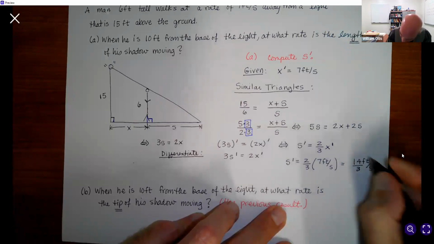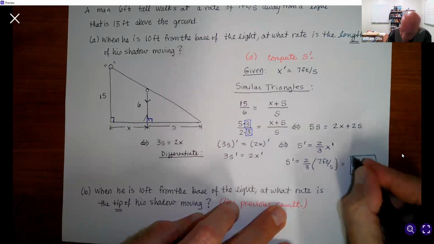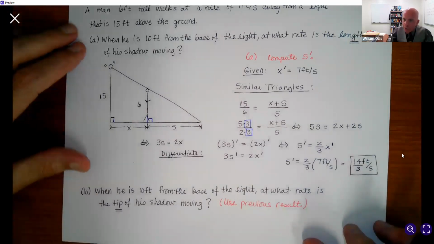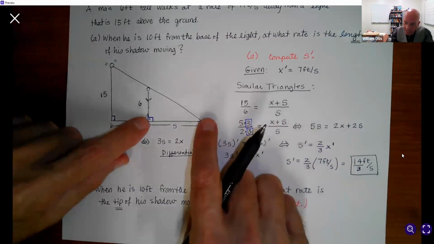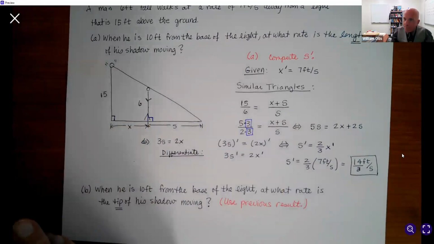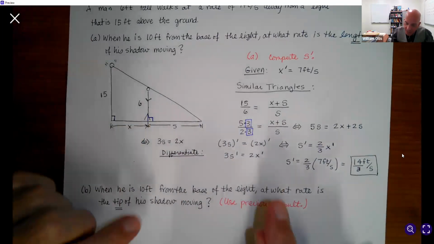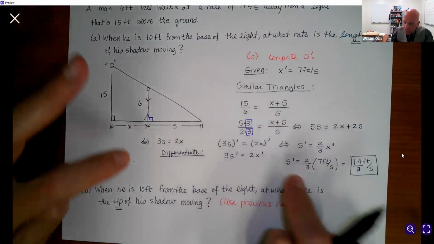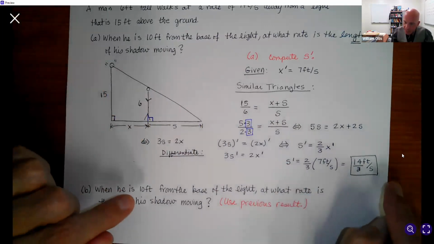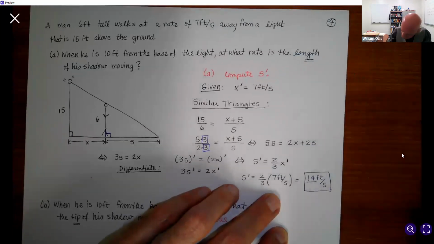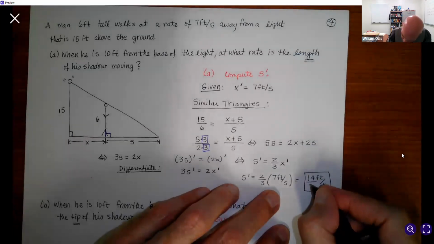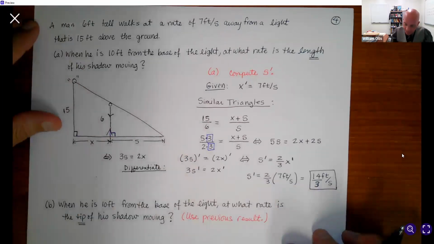And that's so it's clear. There we go. So 14/3 feet per second is the rate at which the length of the shadow is changing. Now, it's always good to do this one first, because we need this in the next part. And sorry about that, the 3 looks a little unclear, so let me write it so you can actually see it. There we go. That looks a little better.